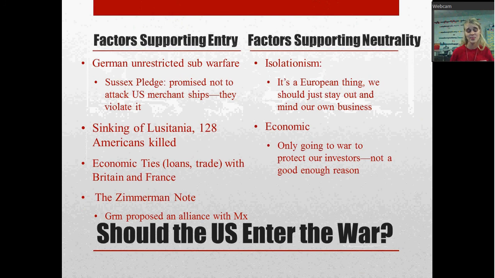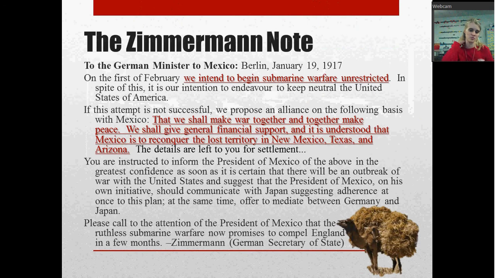As you can see, there are more arguments that support the entry for a lot of people. So this is just an excerpt from the Zimmerman note. I just highlighted some of the important parts here. So at the beginning, he says, we intend to begin submarine warfare unrestricted. So whoever we run into, we're going to bomb them, right? However, it is still our intention to keep the U.S. neutral. Even though we're going to torpedo American ships, we still want to keep them out of this, right?